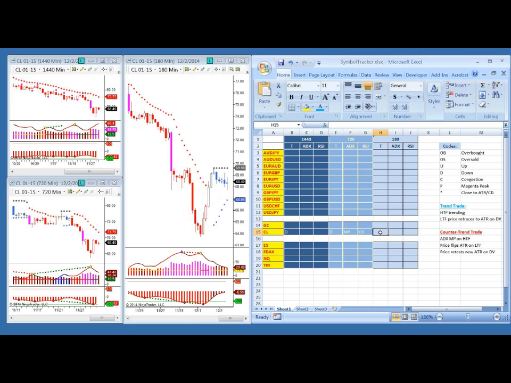What is the 180 doing? It's trending up because the ATR is blue. Is the ADX overbought or oversold? No. Is the RSI overbought or oversold? No. Is it close to a congestion dot or an ATR? No. But we do have congestion because we've got congestion dots, right? So we're going to put a C in there, okay? That tells us that it is a congestion dot.